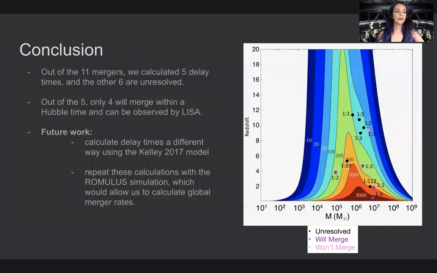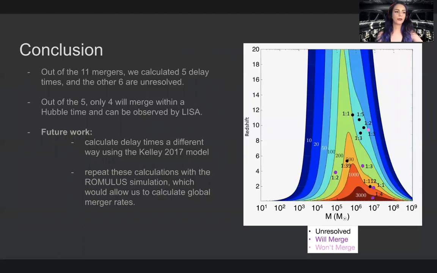Out of the 11 mergers, we calculated 5 delay times, and the other 6 are unresolved. Out of the 5 calculated, only 4 will merge within a Hubble time and can be observed by LISA. The plot on the right is the same one shown earlier, except now I've identified the different mergers. Purple dots are the observable mergers, pink is the unobservable mergers, and the black dots are unresolved.